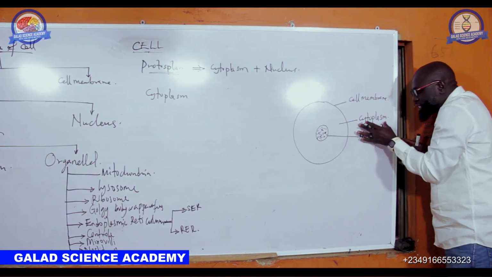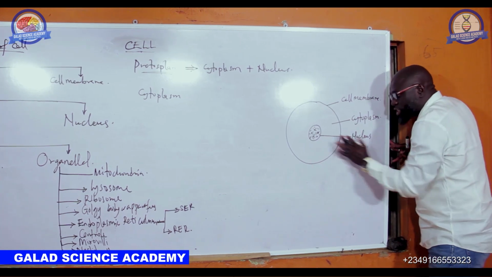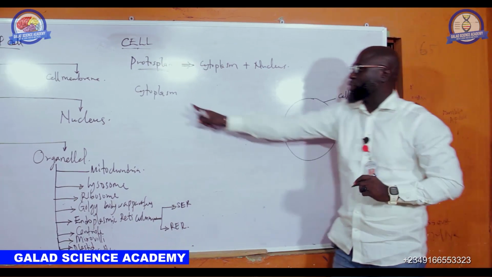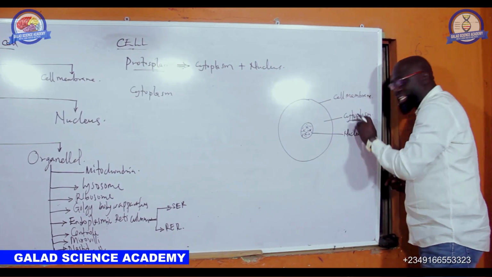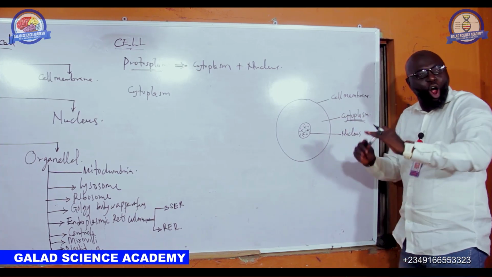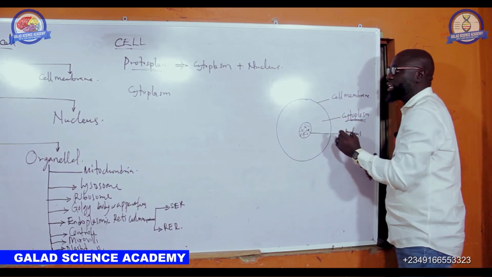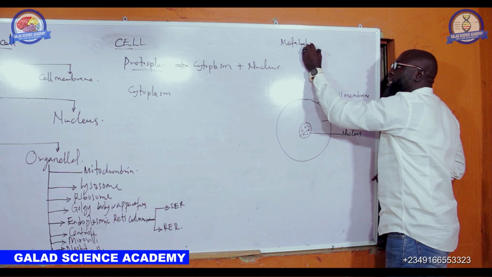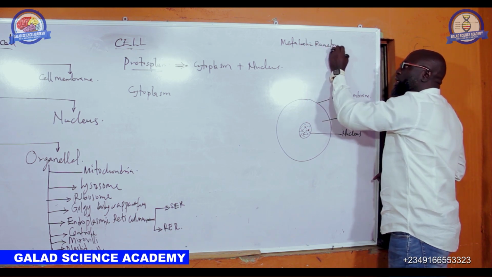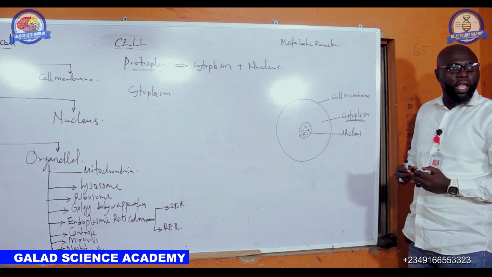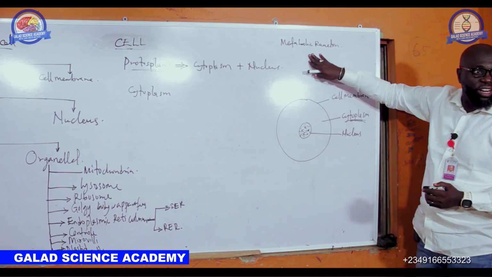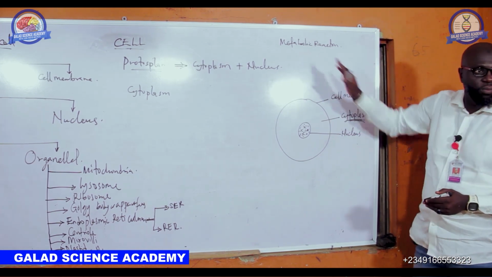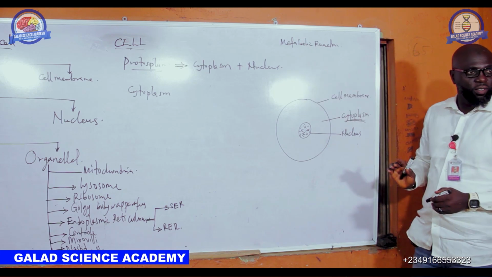So the cytoplasm is the cell body, and the nucleus is the brain of the cell. And what is the function of this cytoplasm? Cytoplasm is the cell body and is the place where all the metabolic reactions occur in the cell. It is the site of metabolic reaction in the cell. A place where the metabolic reaction occurs in the cell is called cytoplasm.